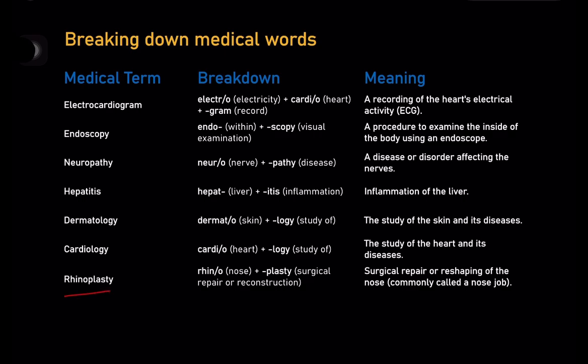So let's look at a last one here. Rhinoplasty. Rhino refers to the nose. Plasty is a surgical procedure or a repair or a reconstruction. So what does it mean? Put together, it means surgical repair or reshaping of the nose, all right, commonly called the nose job. Another example here, hepatitis. Hepat simply refers to the liver, and itis we know is inflammation. So what does hepatitis mean? Inflammation of the liver. All right.